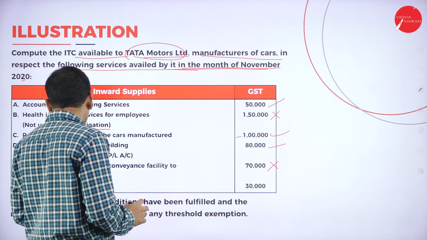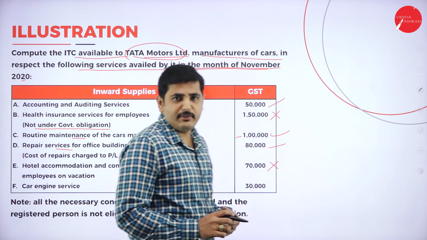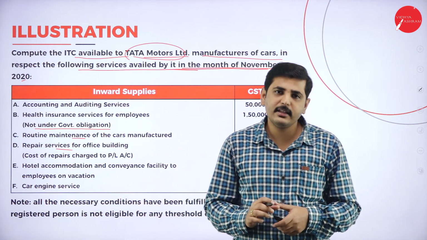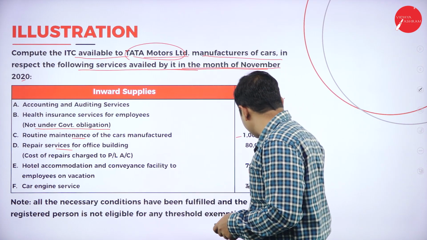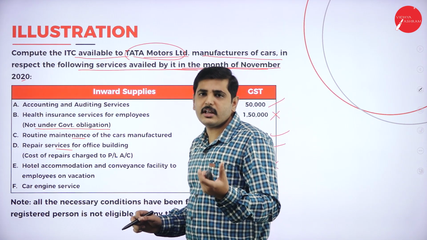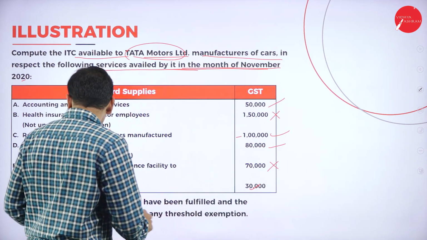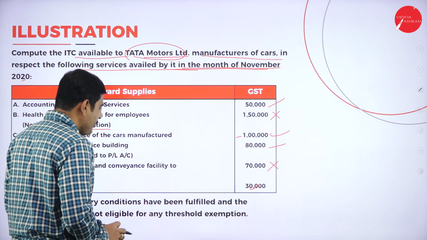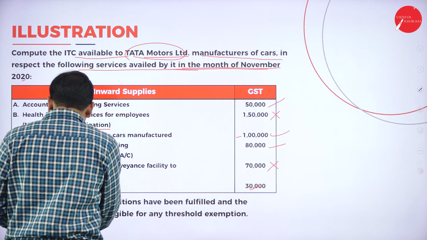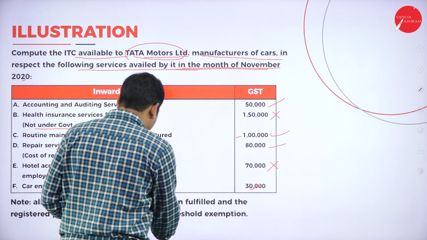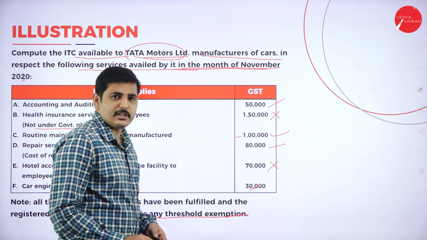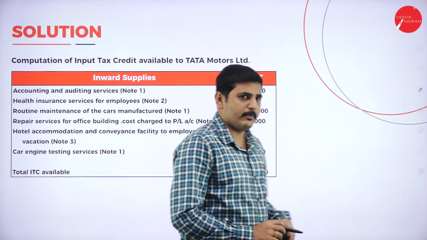Next one, car engine service. This is a revenue expense. It can be taken as ITC for the ITC calculation. So car engine service for the business purpose we will consider, that's why we can provide the ITC. Next one, all the necessary conditions have been fulfilled and the registered person is not eligible for any threshold exemption. Now let's go to the problem.